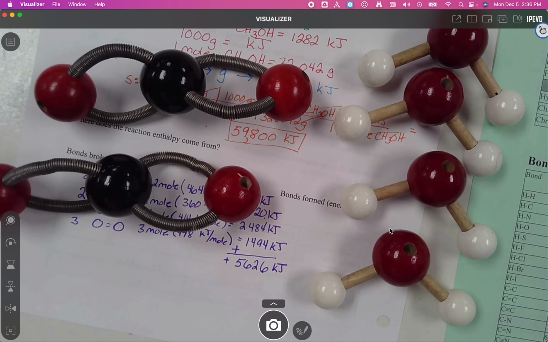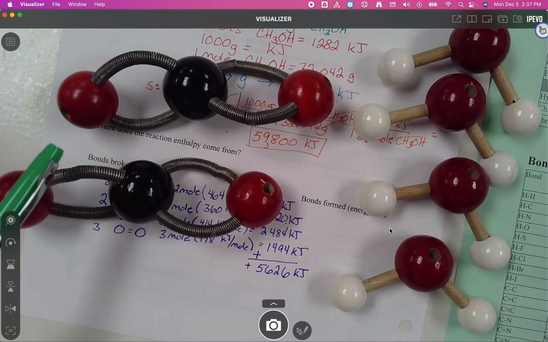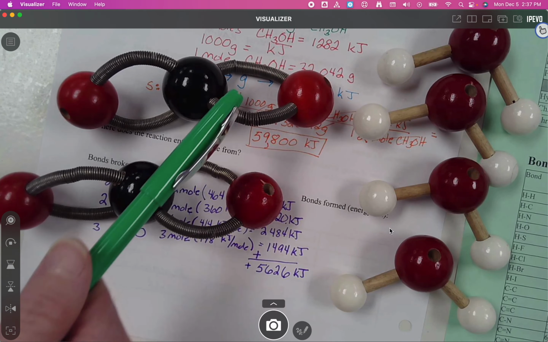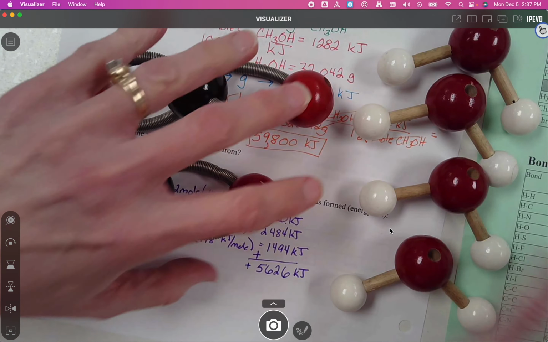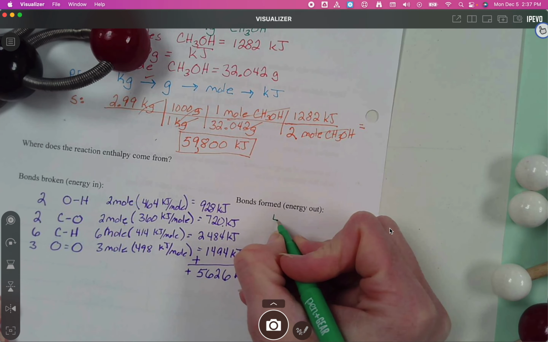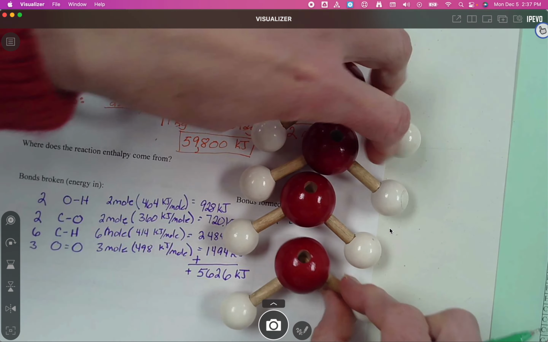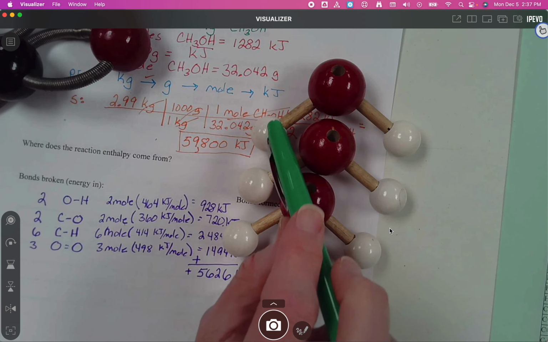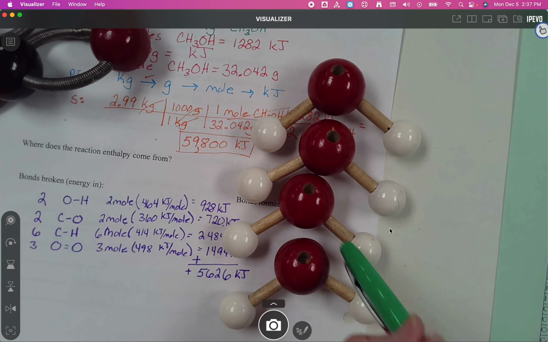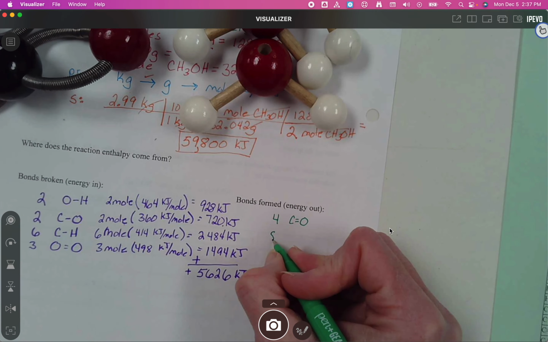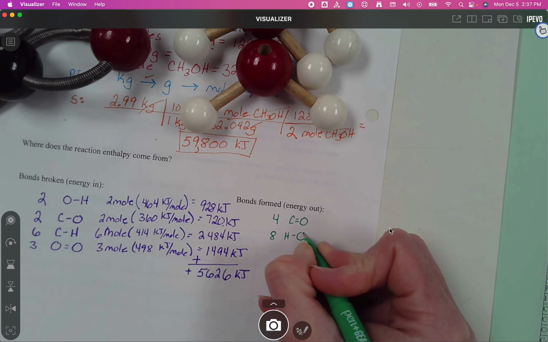Okay, so all of those pieces got put back together, releasing energy every time we formed a bond. So we need to now just count how many new bonds we formed. We made 1, 2, 3, 4 carbon to oxygen double bonds. So 4 carbon to oxygen double bonds. And 1, 2, 3, 4, 5, 6, 7, 8 hydrogen to oxygen single bonds.